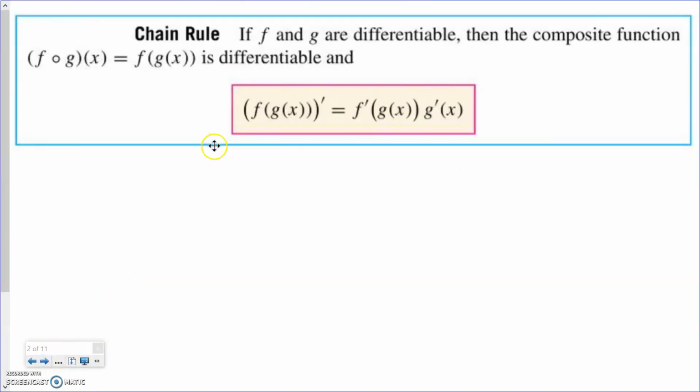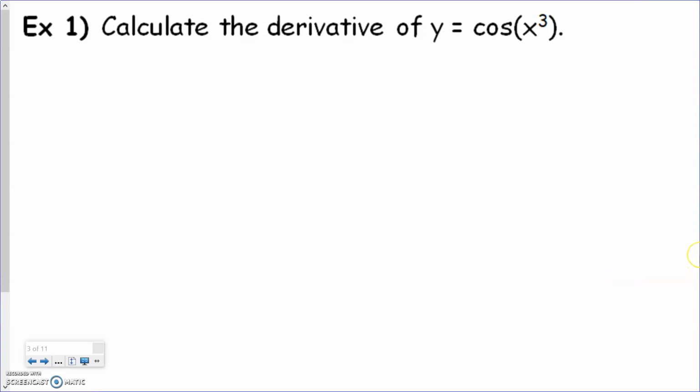Okay, so essentially what the chain rule says is if you have a composite function, so a function composition where there's one function inside another function, to take the derivative, you take the derivative of the outer function and leave the inner function alone for the composition, and then take the derivative of that inside function and multiply at the end. Okay, makes more sense when you actually see it, so let's go ahead and do some problems.